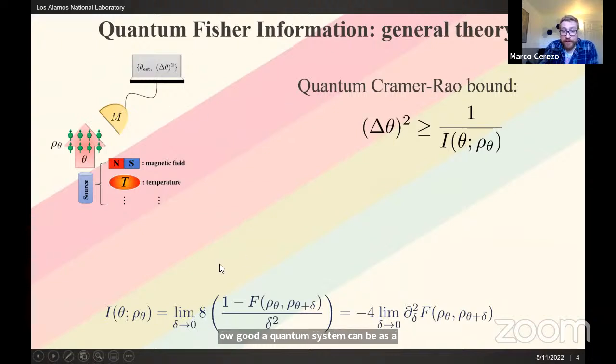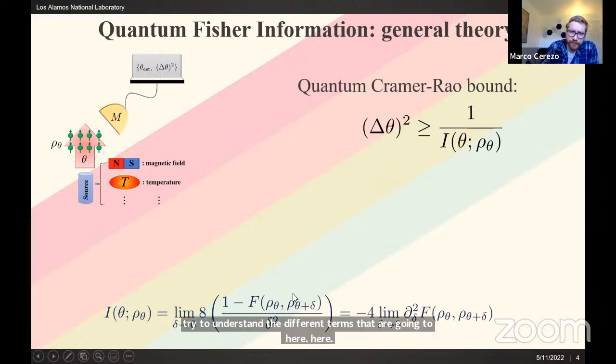And now we have this formula for the quantum Fisher information. You can think about it in the following way. First, let's try to understand the different terms that go into here. Here you see that there's a limit of this quantity delta going to 0. And here we have this F right here, which is the fidelity.